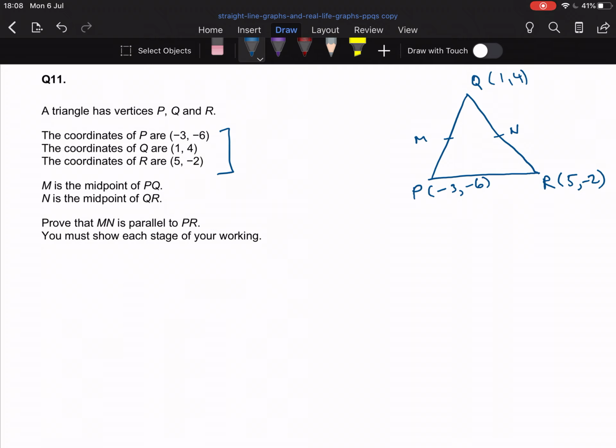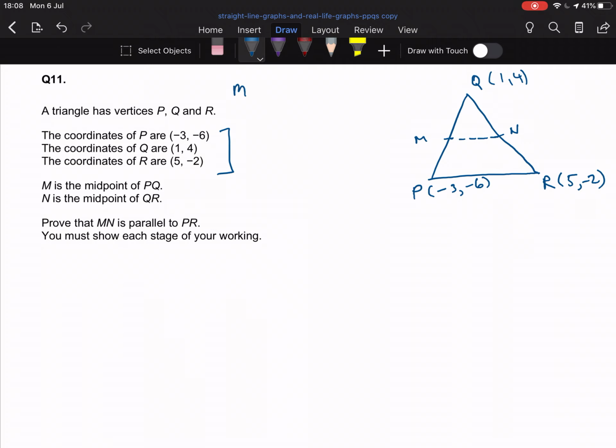I have to prove that MN, so this line here, is parallel to PR, so the line at the base of the triangle. We must show each stage of our working out. So I'm going to use the fact that the gradients of parallel lines are equal. This is the property I'm going to be using. So I'm going to work out the gradient of PR and the gradient of MN, and I'm going to hopefully get exactly the same answer for both. And that's going to help me show that they're parallel. So let's make a start.